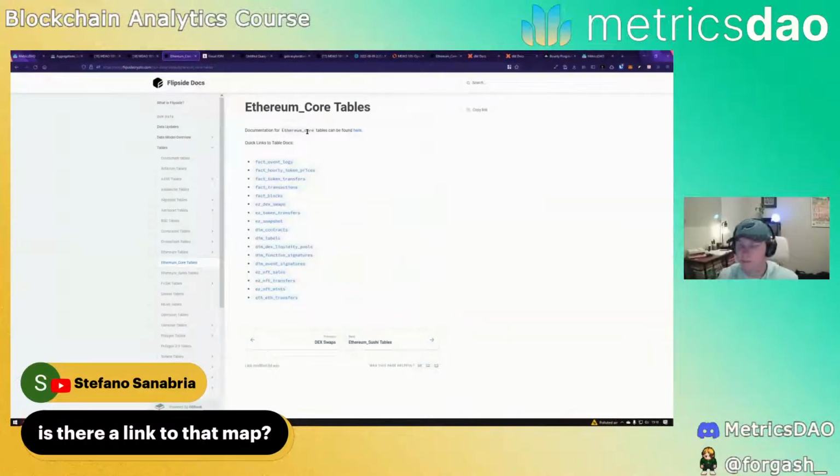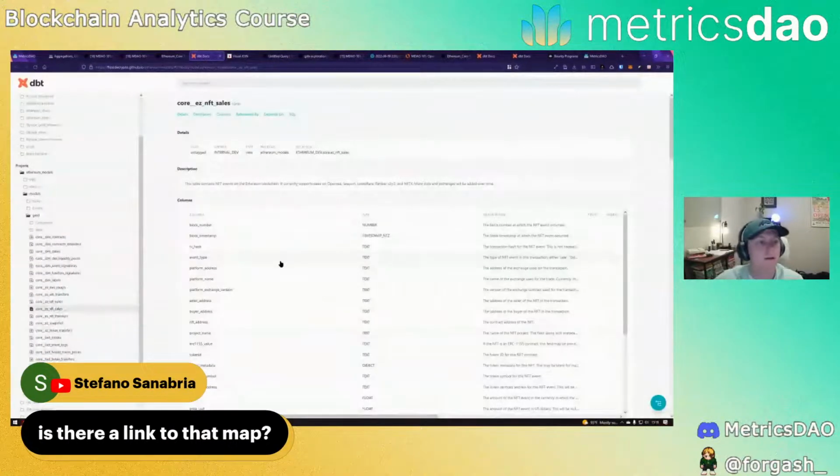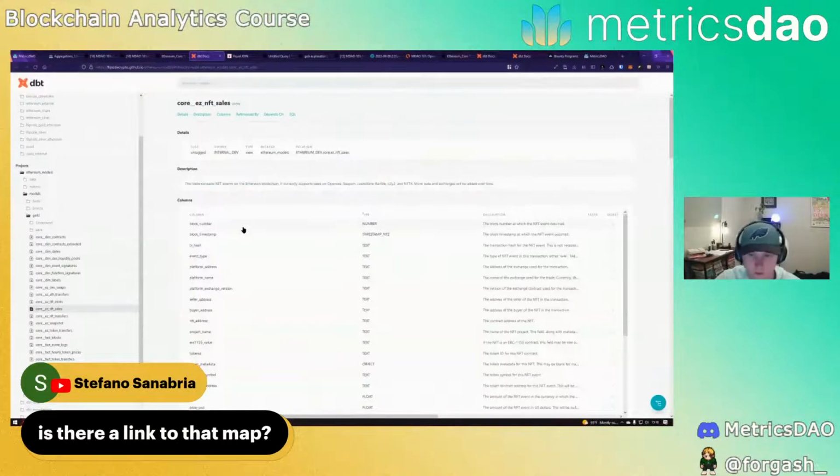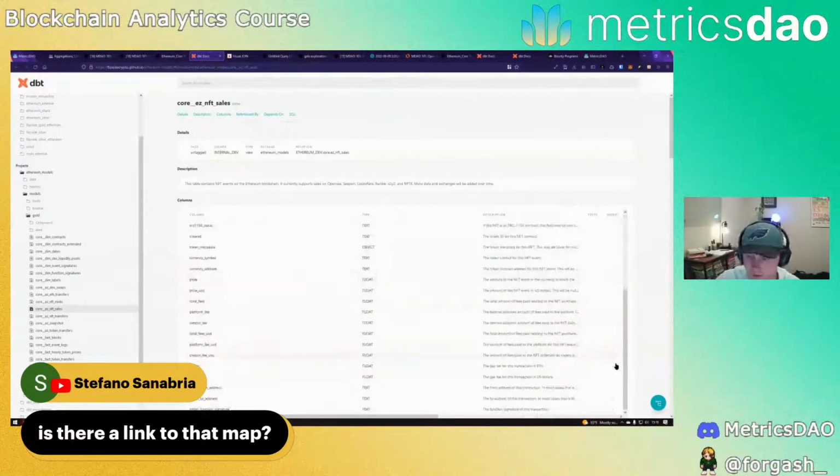So we use a tool called DBT to do a lot of our data modeling at Flipside. And then that will generate updated documentation with every change to the model. So quick links exist in here, which make it a lot easier to get to where we want to go. So we were in NFT sales. You're now here in the DBT docs, where it'll have the description for the table, all the columns, the general documentation that you might be looking for.